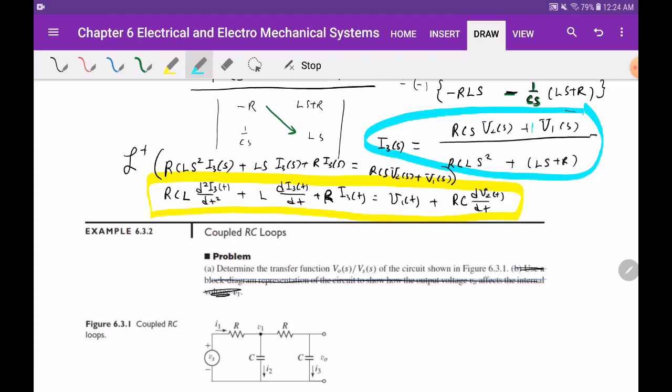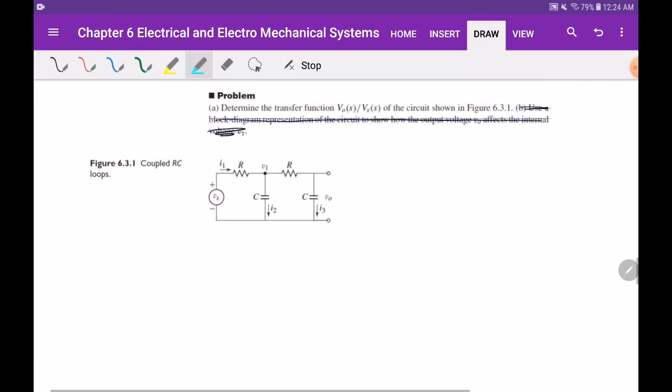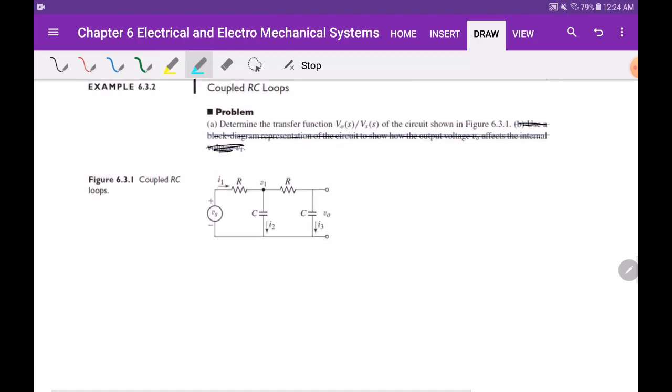Here, instead of going to the time domain, it says to just find the transfer function Vout over Vs. I'm going to use the node method. That's usually not my preferred method, but I'll use it, because they asked for the system model for Vout, which is right here.